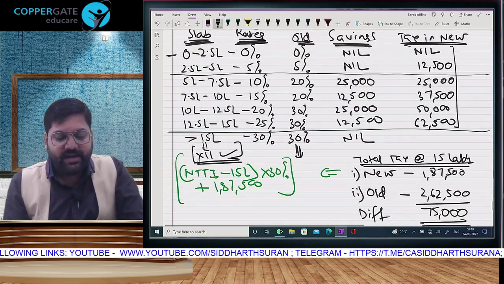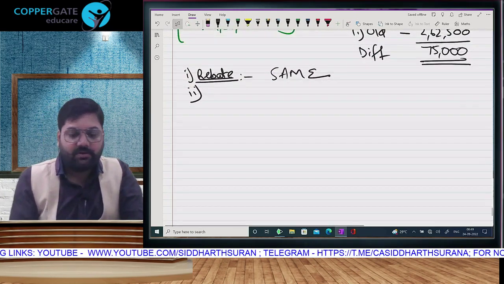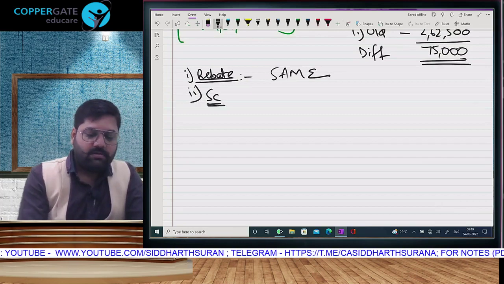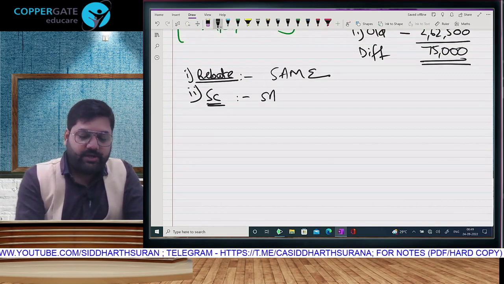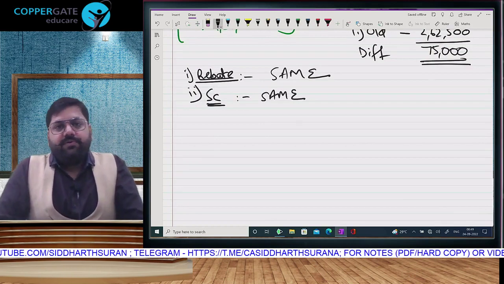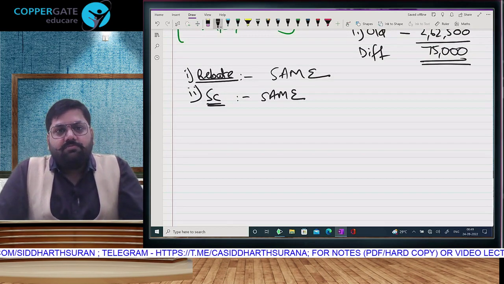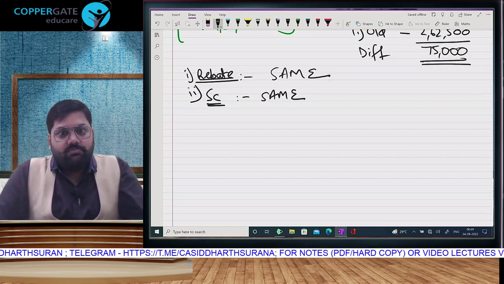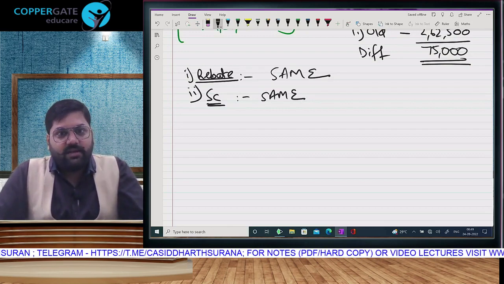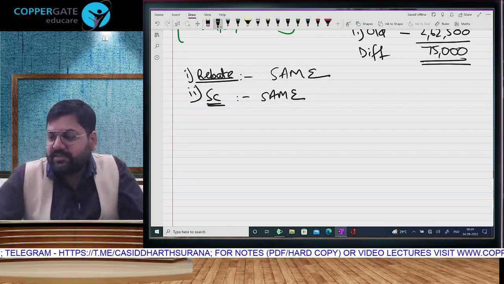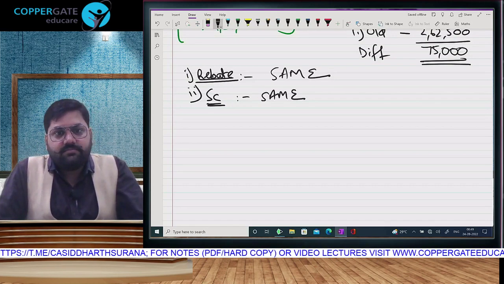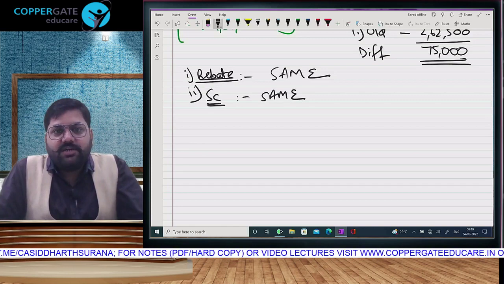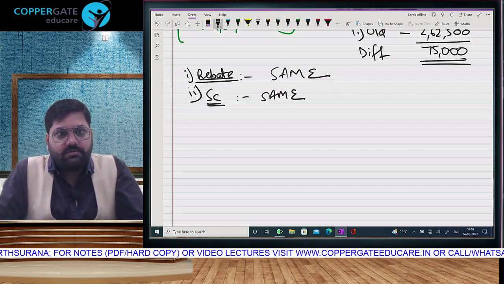See, all these rates are basic tax. Second concept of surcharge. Congratulations. Same matlab more than 50 lakh 10%, more than 1 crore 15%, more than 2 crore 25%, more than 5 crore 37%. Surcharge will be same. Is that understood?